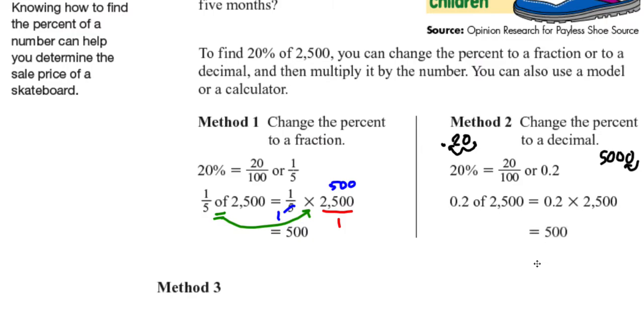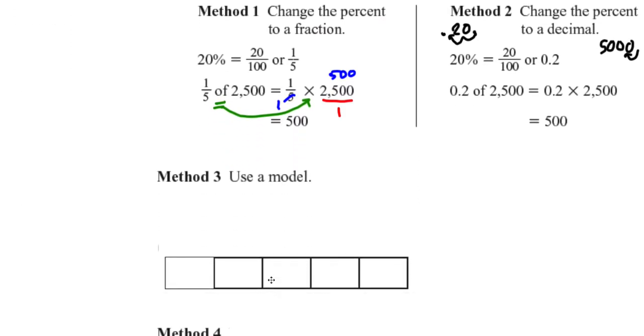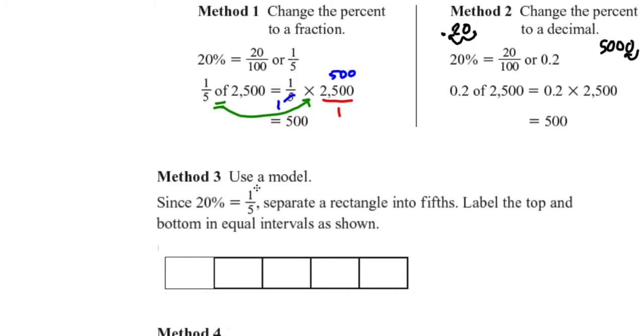Method number 3 is using a model. This is one method that I probably would not suggest because it's too cumbersome and too tedious, but let's look at it anyway. Since 20% is equal to 1/5, separate the rectangle into fifths, and label the top and bottom in equal intervals. If it's separated into fifths, that means this is 0%, 20%, 40%, 60%, 80%, and 100%.